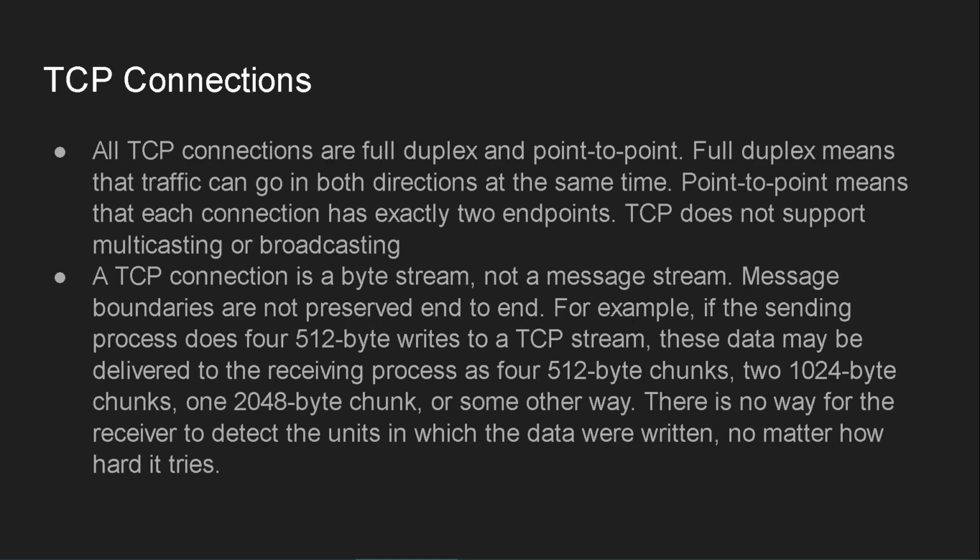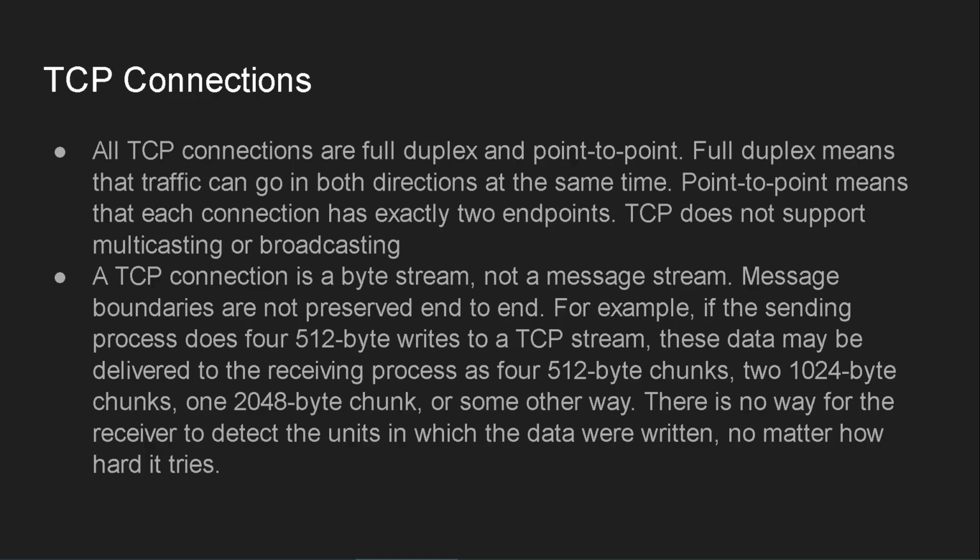This slide is about TCP connections. All TCP connections are full duplex and point-to-point. Full duplex means that traffic can go in both directions at the same time. Point-to-point means that each connection has exactly two endpoints. TCP does not support multicasting or broadcasting.